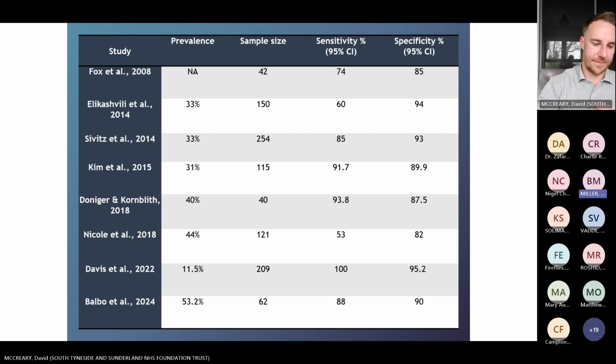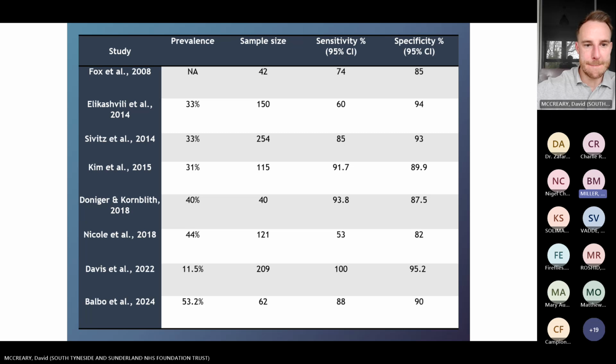In terms of a positive scan, the common theme was the same things as what Dave's been saying: a non-compressible tubular structure measuring more than 6 millimeters. In terms of negative scans, some of them only called it negative if you could completely visualize the whole appendix and say that all of those other features weren't present, which did alter some of the results for some of the studies. In terms of the reference standards, the key one was the pathology, and then follow-up if they hadn't gone to theatre.